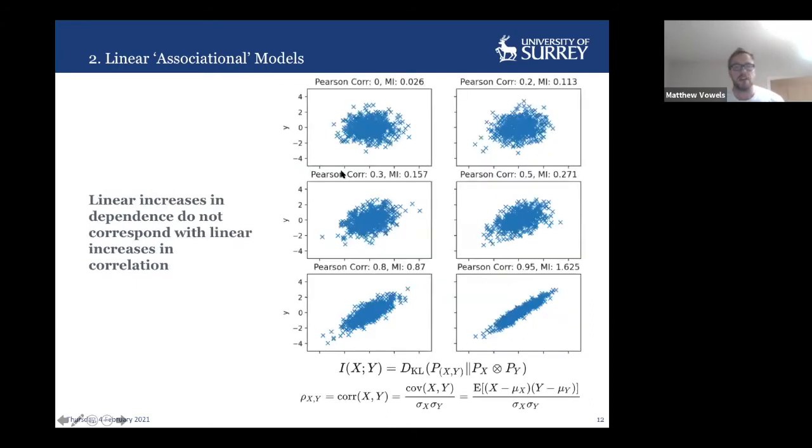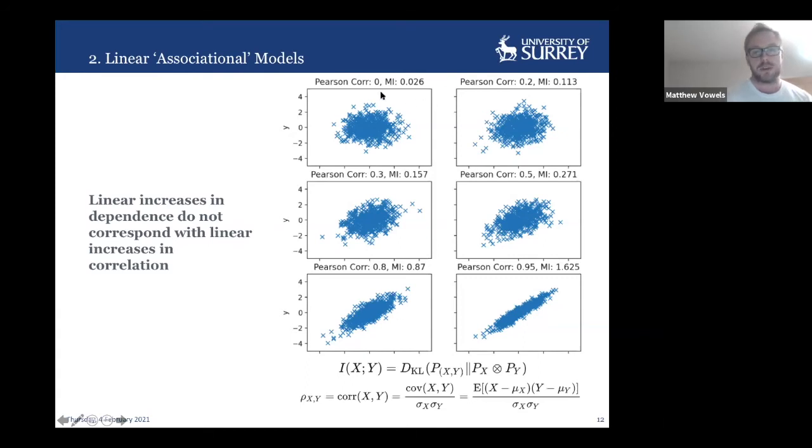The other issue with correlation is it's nonlinear itself. And I think this gets forgotten quite a lot. What I mean by that is that changes in correlation at low levels of correlation don't really mean very much compared with changes in correlation at higher levels of correlation. So if you look at the jump, say here from 0.8 to 0.95, that's a change of 0.15. This is quite a dramatic shift in statistical dependence.